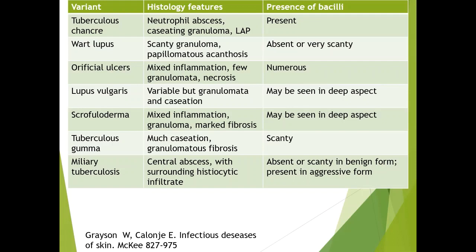In tuberculous chancre, bacilli will be present. They are absent in warty lupus and numerous in orificial lesions. In lupus vulgaris and scrofuloderma, they may be present in the deeper aspect. In tuberculous gumma, they are scanty again, and in miliary tuberculosis, they are absent or scanty in the benign form and present in aggressive forms.